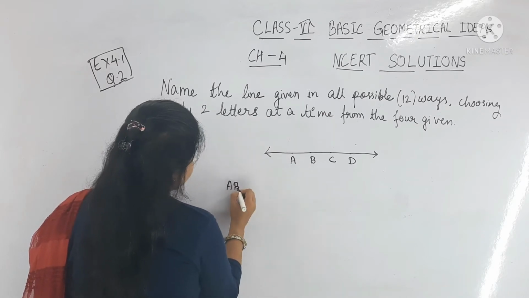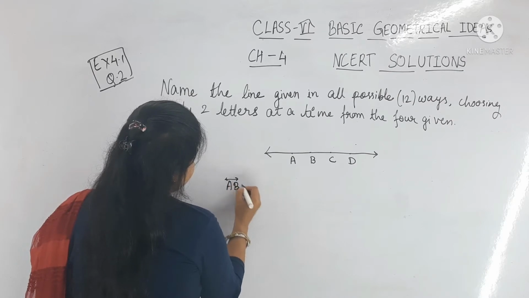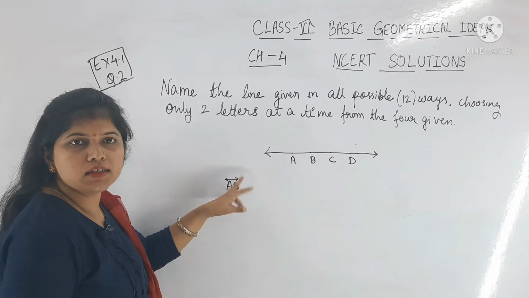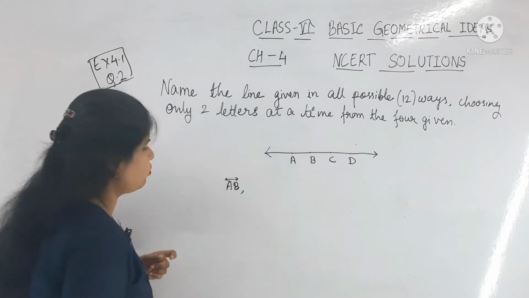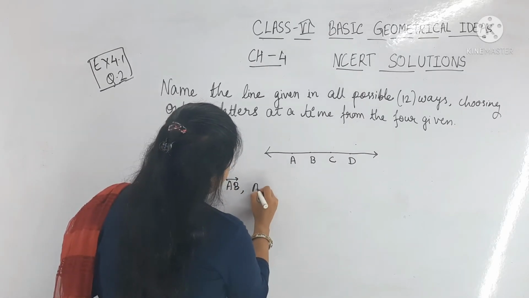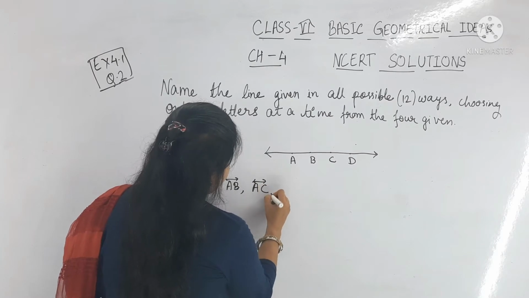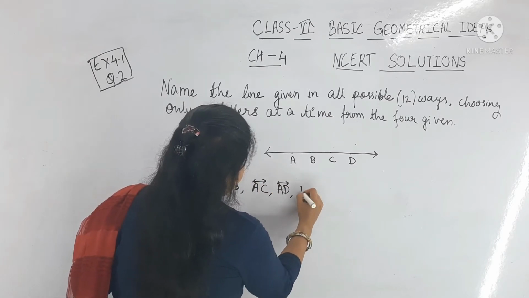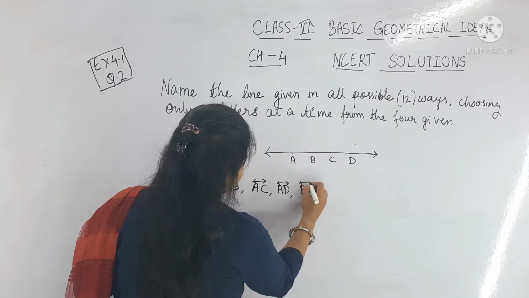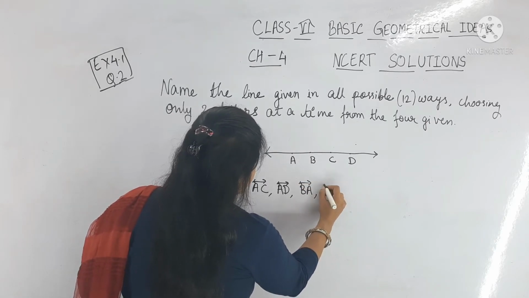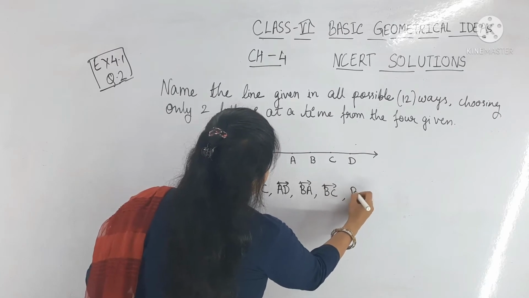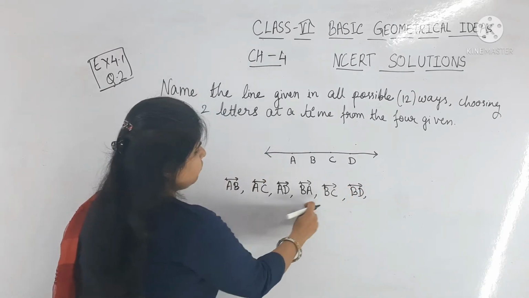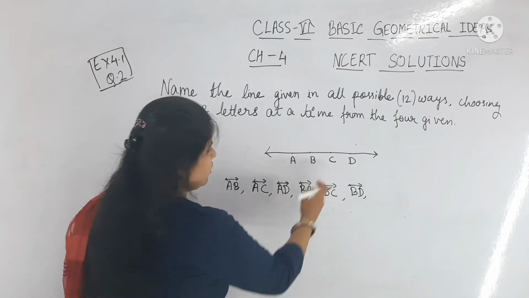AB, this is a line, so I mark it with an arrow. AB, AC, AD, then BA, BC, BD. How many? 1, 2, 3, 4, 5, 6. Now 6 more.